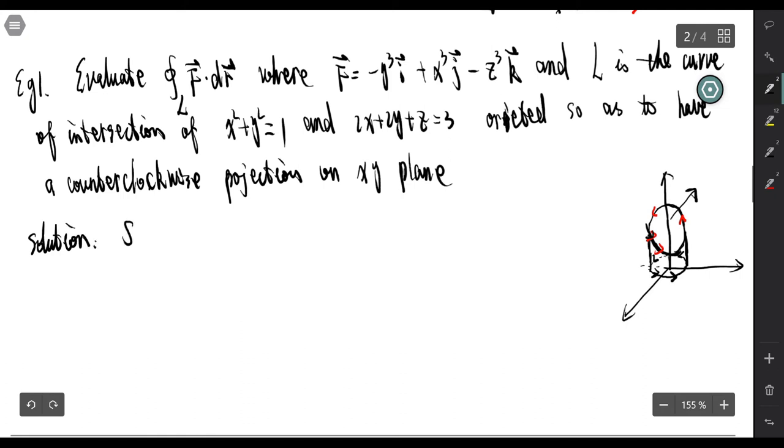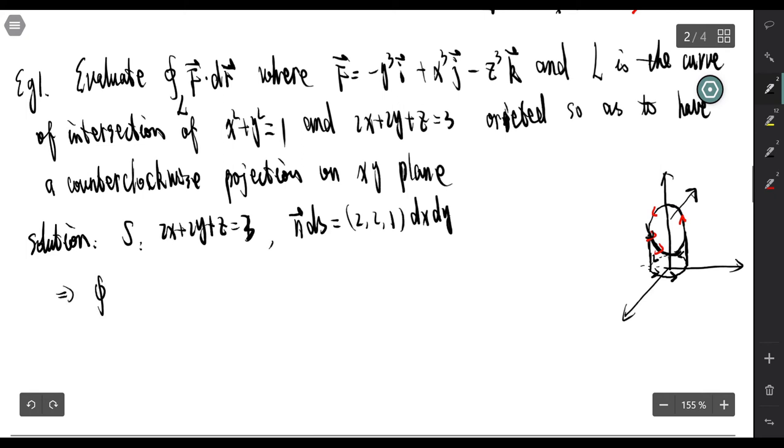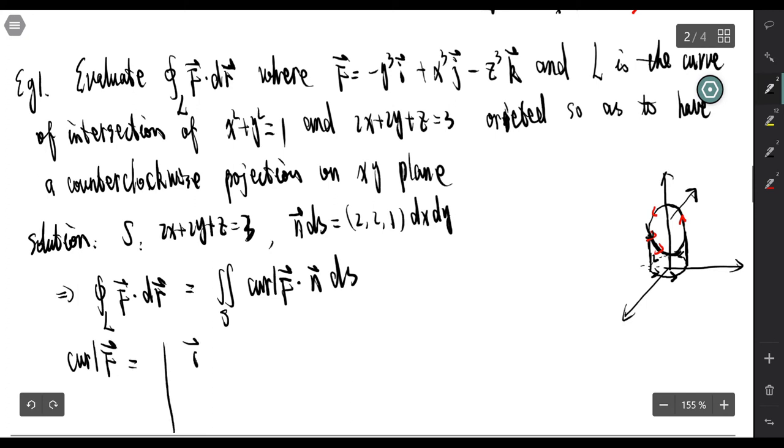And choose S that is 2x plus 2y plus z equals 3. The N dS that is 2, 2, 1 dx dy or dA. So the line integral on L, F dot dr, that is on S curl F dot N dS, and the curl F that is i, j, k as negative y cubed, x cubed and negative z cubed.